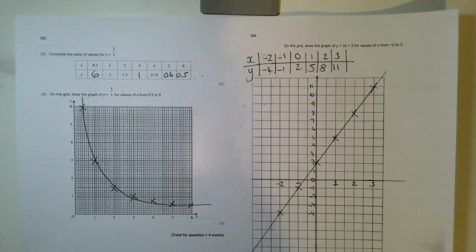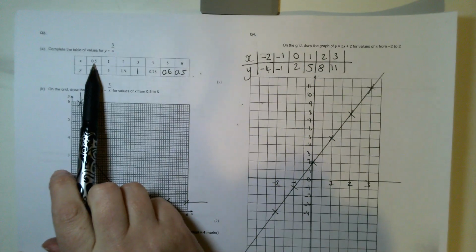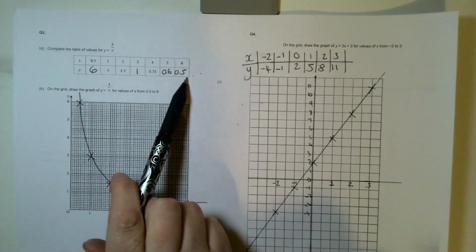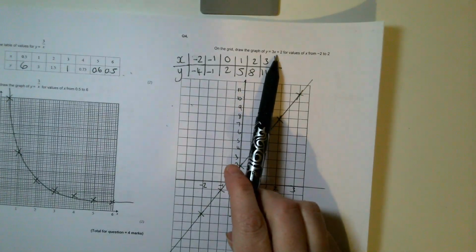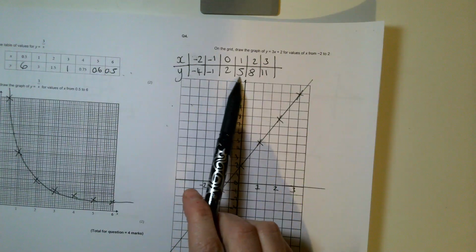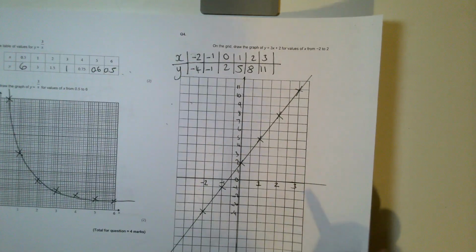Your reciprocal function, so you're taking 3 and dividing it by x. You should have got these values here, and it should look something a bit like this. Drawing your straight line graph for values between -2 and 2. These are the values you should have found, and your graph should look something a bit like this.